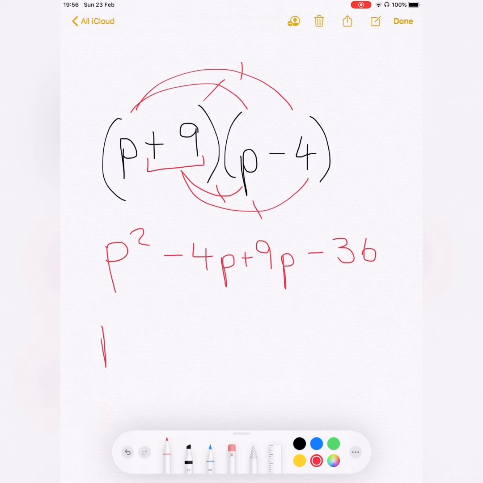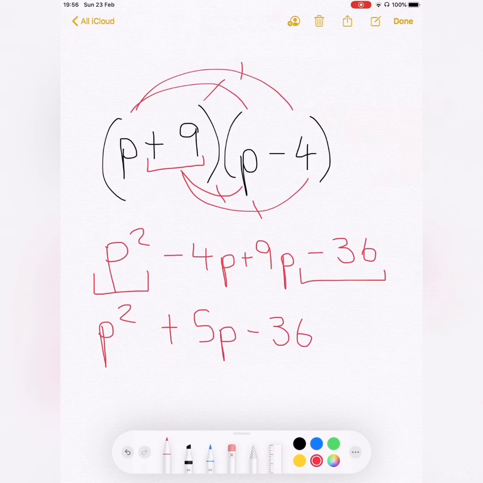Now we have to collect like terms, so there's nothing else that's p squared, so that stays the same. Then we've got minus 4p plus 9p, which gives us positive 5p. Then we've got that minus 36 on the end.